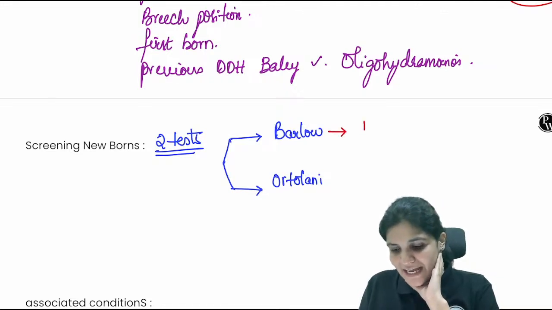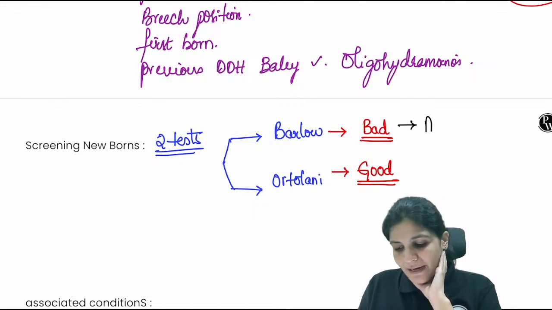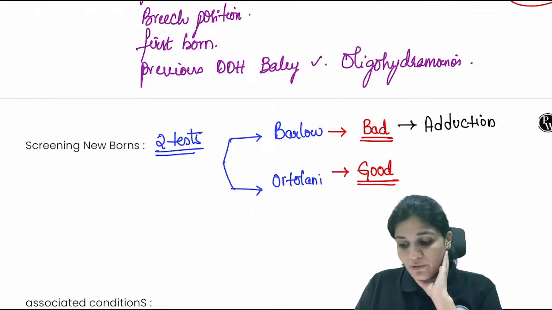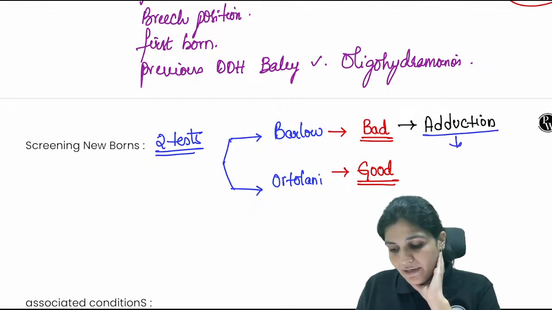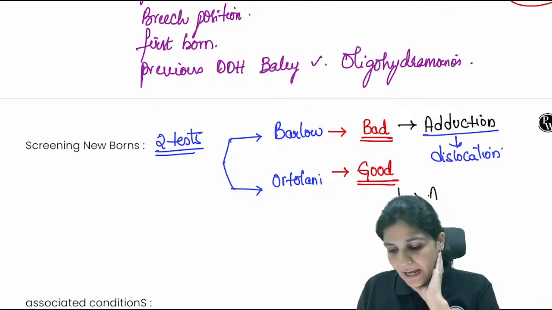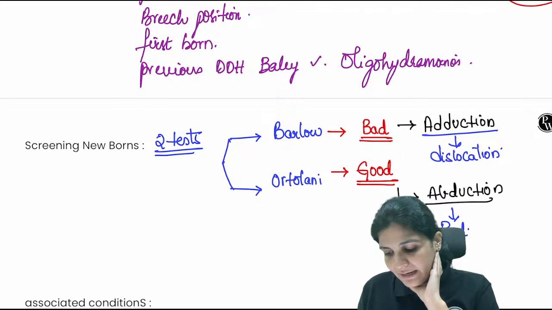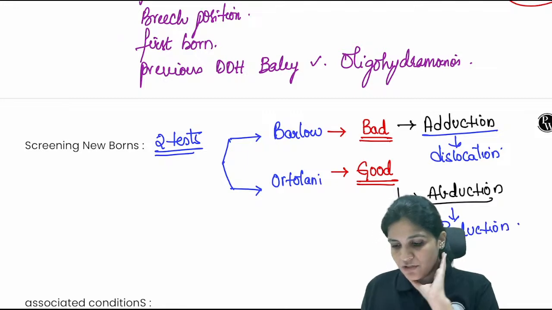So Barlow's, remember it as the bad test. It is a bad one, so obviously the other one has to become good. So what is bad in it? Whenever you're doing a Barlow's test, you do adduction. Adduction means you're swaddling, that is, you're causing dislocation, right? And when it comes to Ortolani, you're doing abduction. That means you're reducing it. Actually, you're doing reduction, right? So this is what you have to remember.